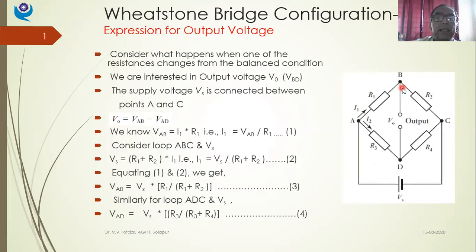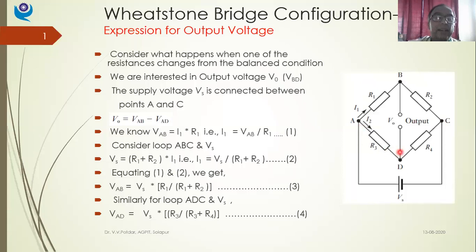We are interested in that voltage. The supply voltage Vs is connected so. So V0 will be equal to potential at B minus potential at D, or we can say VAB minus VAD. So V0 is equal to VAB minus VAD.